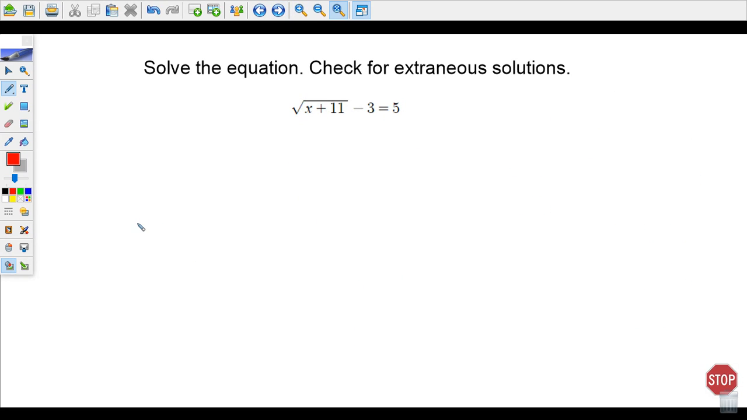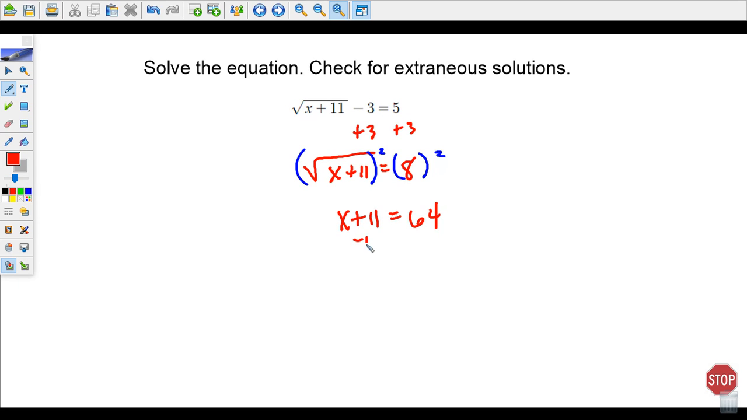Hope this is becoming easier and easier for you as you practice. It really is kind of just the same thing over and over again. Work on getting the radical by itself. So add 3. Once that radical is by itself, we just square both sides. Just realize when you square whatever is under the radical, you just get whatever is under the radical. They're inverses of each other. And 8 squared would be 64. Subtract 11. X is going to be 53.